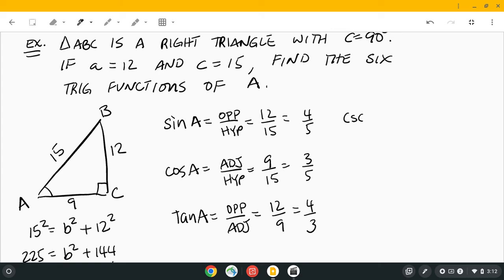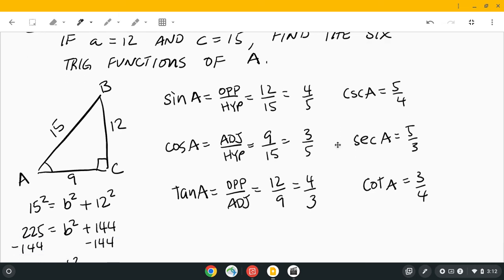So cosecant A, 5 over 4. Secant A, 5 over 3. Cotangent A, 3 over 4. Okay?